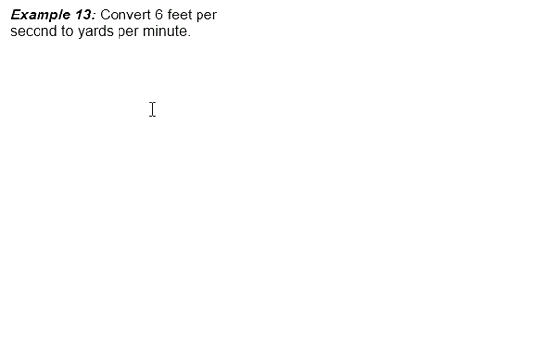Example 13, convert 6 feet per second to yards per minute. Okay, so we have feet per second and yards per minute, so if we take just the distance here, 6 feet is going to be equal to an unknown number of yards. I can also convert 1 second to a number of minutes. This way, my final result, 6 feet per second, is going to be x divided by y, yards per minute.